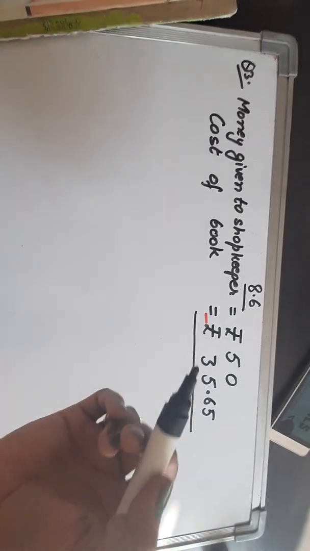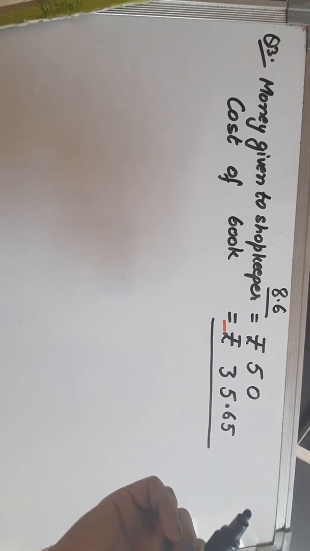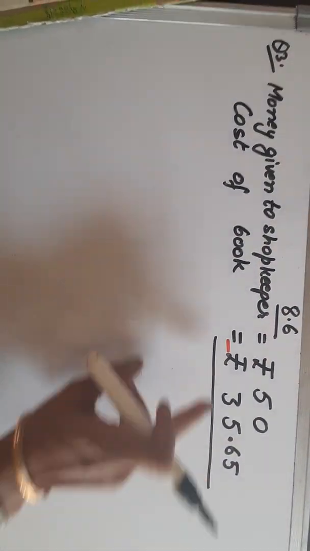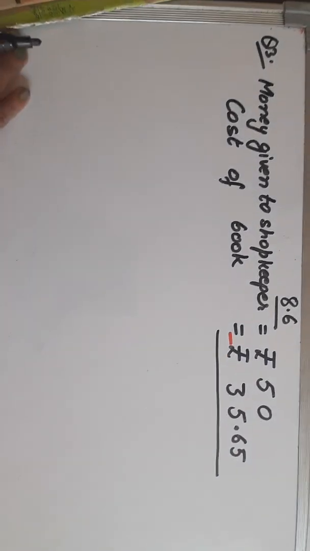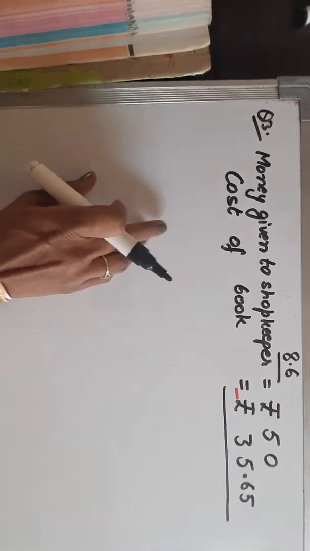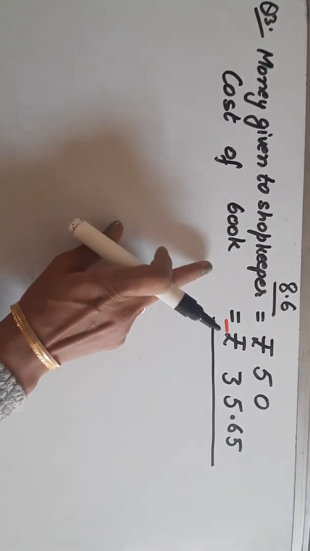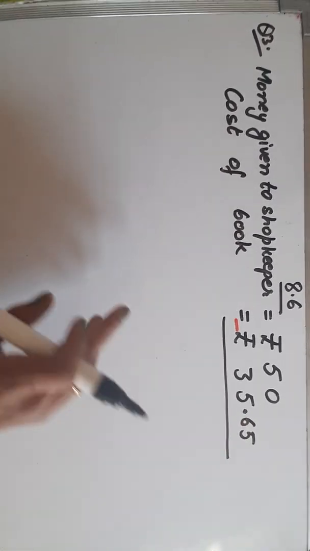So what do we do? As you all know, अगर आप शॉप पर जाते हो, you'll give 50 rupees to the shopkeeper and you have to take the money back after purchasing the book of इतने rupees. तो क्या करेंगे हम? माइनस ही करते हैं. So we will subtract and we will write money given to shopkeeper rupees 50 and cost of the book, Raju bought the book for rupees 35 and 65 paise.